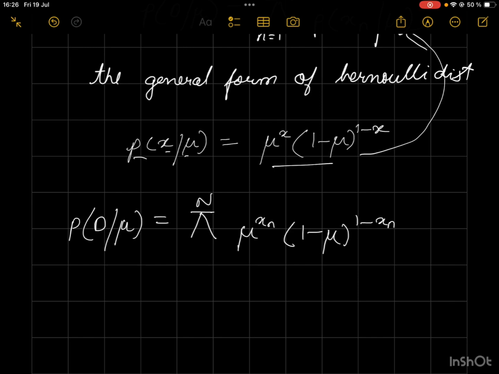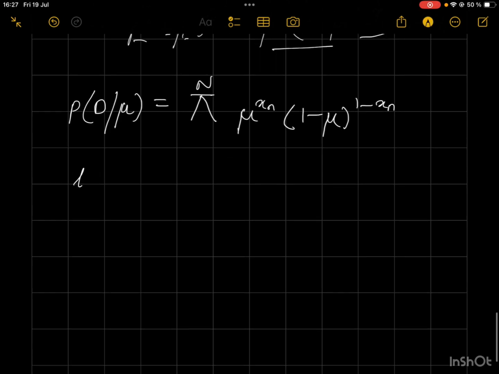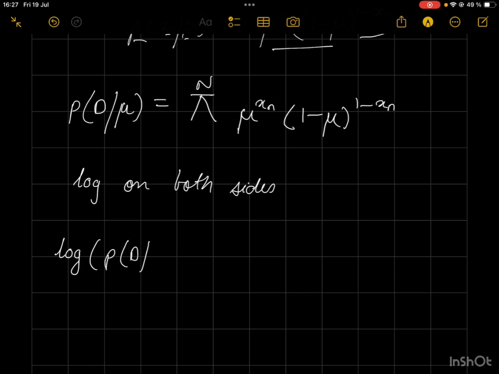Now if we take the log on both sides, it's just simple for us to calculate, as well as if it's a log, it increases monotonically. So the log of P of D given mu is equal to the log of the entire multiplication term.